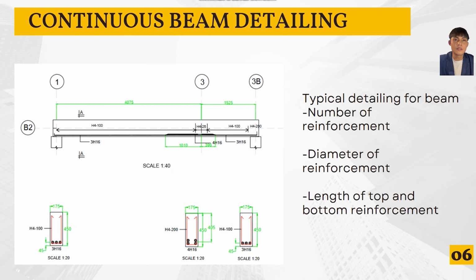Hence, there is the continuous beam detailing, and we can see that all the requirements of the detailing of the beam are fulfilled, which is the number of the reinforcement, the diameter of the reinforcement, and the length of the top and bottom reinforcement. In the detailing of the beam, there is only the tension area with 3H16, and the above does not have reinforcement, and another is 4H16, and the last is 3H16 again. So that is the beam detail for my project of the design of continuous beam detailing.